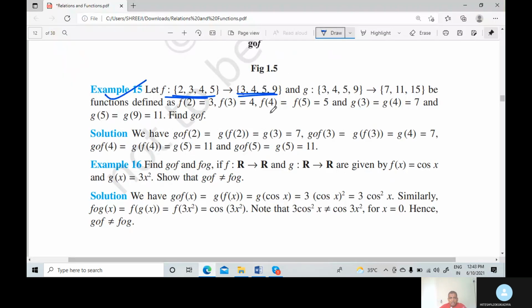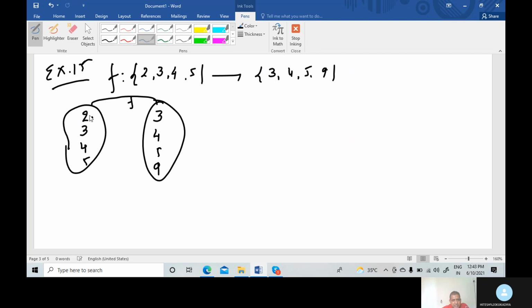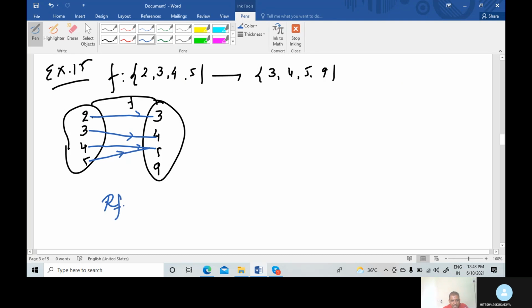Look at your textbook. F2 answer is 3, F3 answer is 4, F4 answer is 5 and F5 answer is also 5. So here the range of F equals 3, 4, 5. Is that clear? 9 is not in your range. The codomain is right, but 9 is not in your range because F2 is 3, F3 is 4, F4 is 5, F5 is 5. 9 is not any one answer.